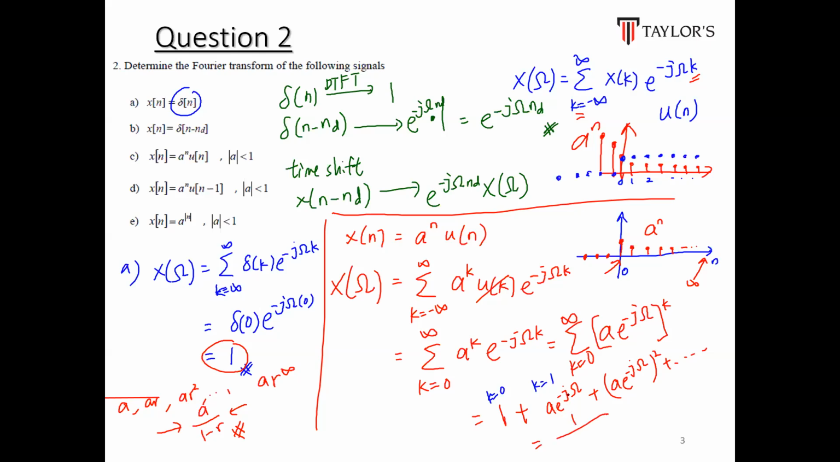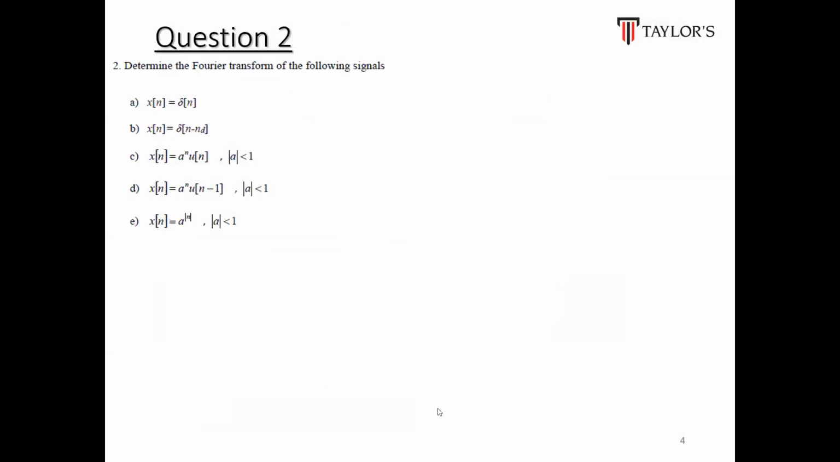Our r is a e negative j omega. So it's 1 over 1 minus a e negative j omega, and this is our final answer. Okay, this answer is much cleaner than having a bunch of summation, because this is just a geometric progression. You can have a final answer here. Okay, no problem. Now let us look at D.